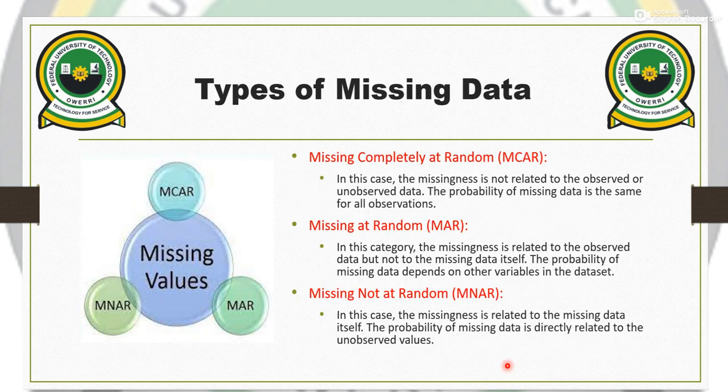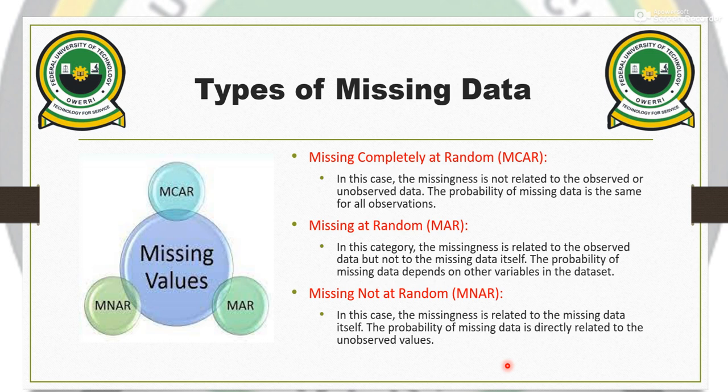Now there are three types of missing values. Okay, number one is missing completely at random, then missing at random, and then missing not at random. Okay, now in the case of missing completely at random, in that case the missingness of the missing value is not related to the observed or unobserved data. It does not relate to it. Okay, the probability of missing data is the same for all observations. Okay, so what you have is not related to the observed data, observed variable.